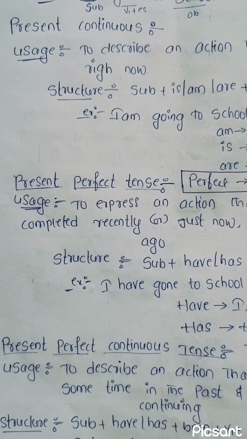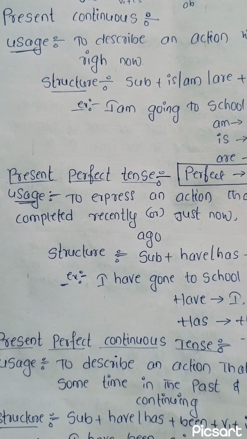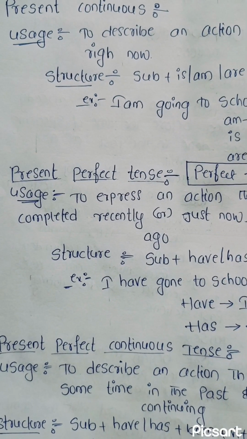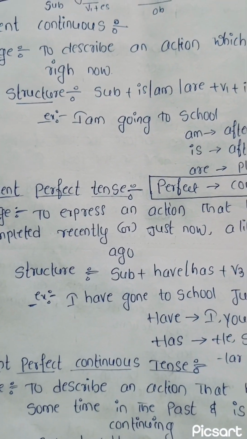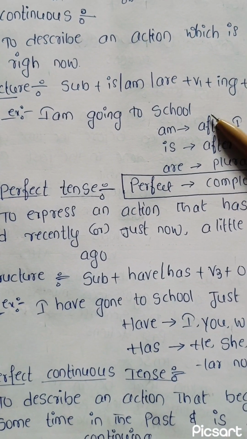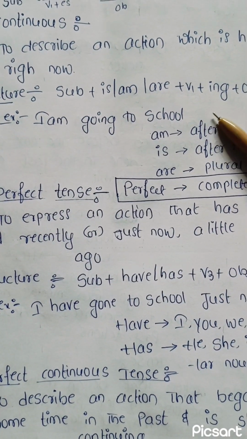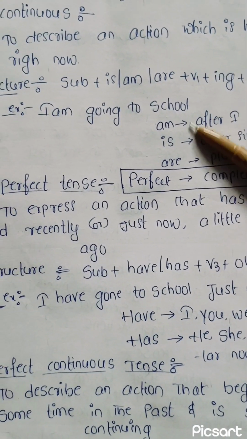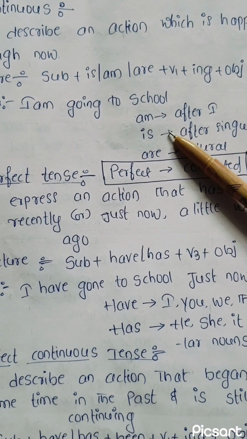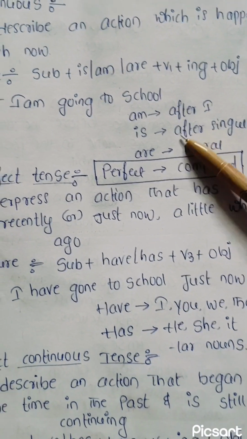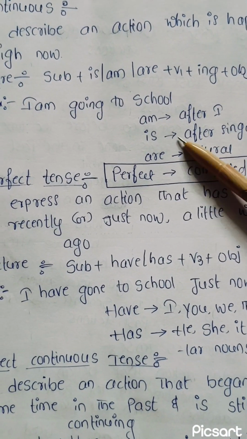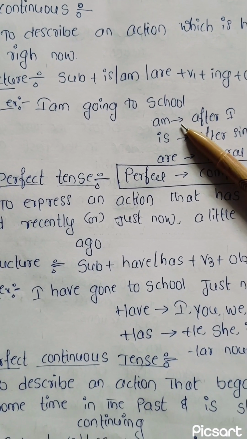Next, present continuous. Continuous is used to describe an action that is happening right now. The structure of present continuous is subject plus is, am, are plus V1 plus ing plus object. Is is used after singular nouns, are is used after plural nouns, and am is always used after I.